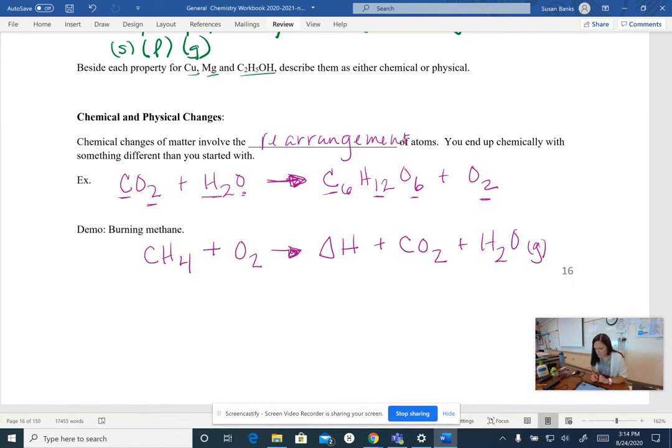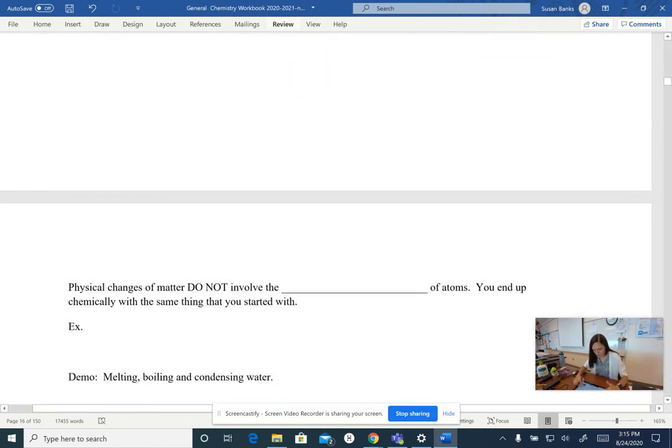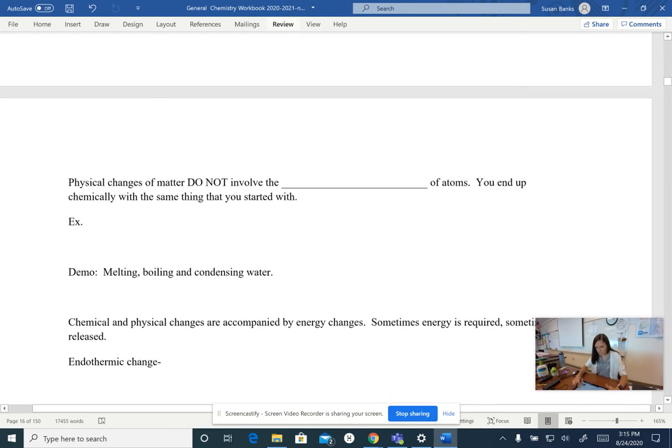So that is the reaction. Notice carbon is bound with hydrogens here, but here it's bound with oxygens. And oxygen's by itself here, and here oxygen is with carbon and with hydrogen. So we've totally rearranged the molecules. When we have a chemical change, we end up with something totally different than what we started with. All right, let's go on to physical changes.